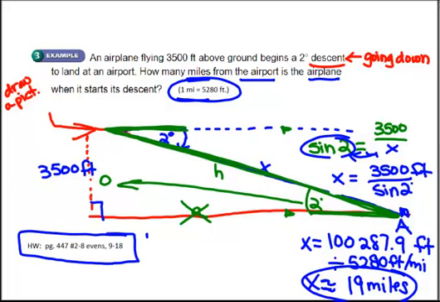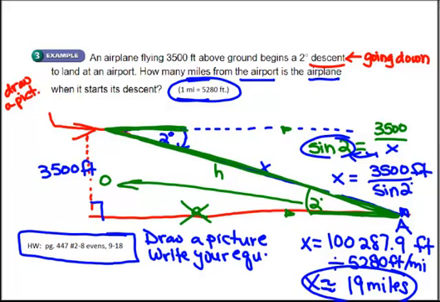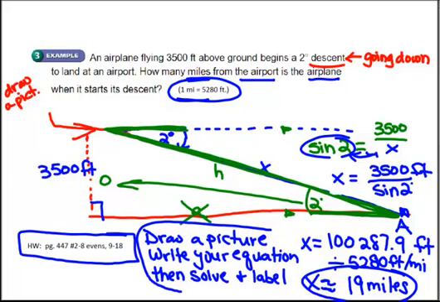Okay, these are all word problems that you have to draw pictures for. So you have to draw a picture, write your equation, then solve and label. Draw a picture, write your equation, then solve and label.